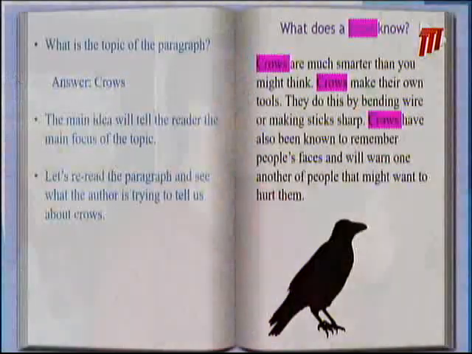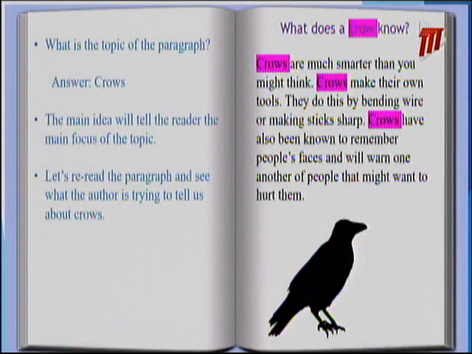Right. The main idea now tells the reader the main focus. So going back to our example with the bats. If your topic is bats, but you have to write about why bats are good for the ecosystem, then bats being good for the ecosystem would be your main idea. Bats would be your topic, correct?